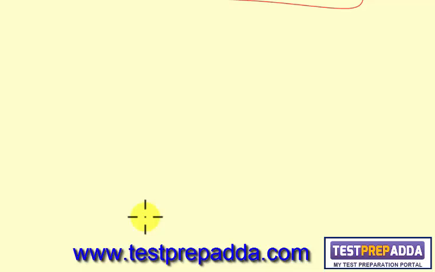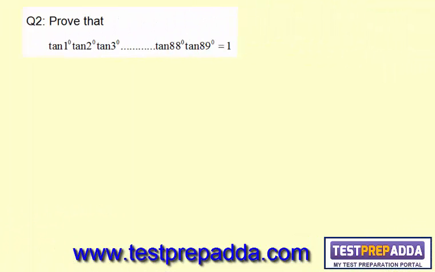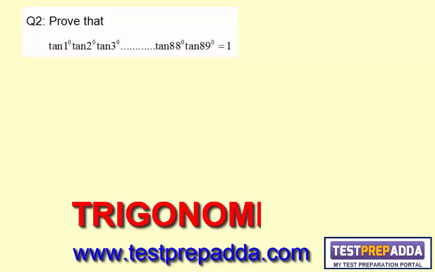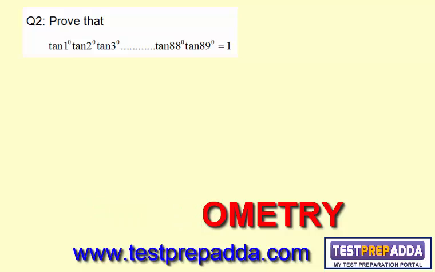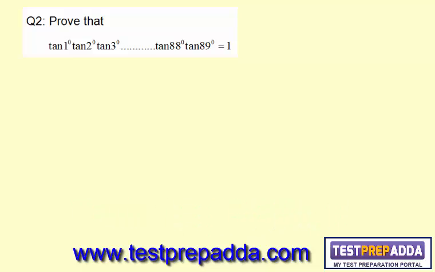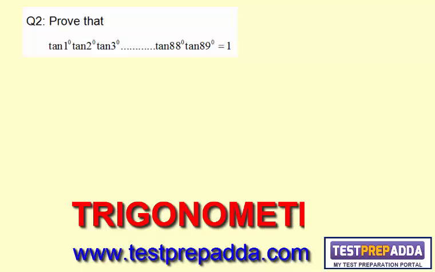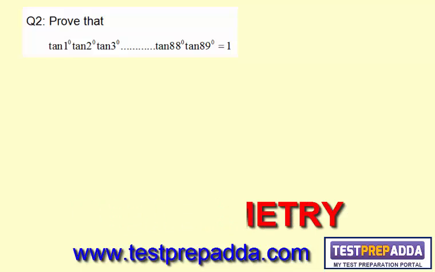Now here I am going to take another problem. Here the second question says, prove that tan 1 degree into tan 2 degree into tan 3 degree, and so on, tan 88 degree, tan 89 degree is equal to 1. Now here I'll use the complementary rule.